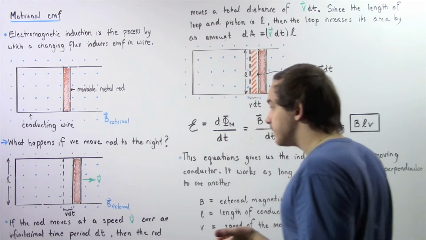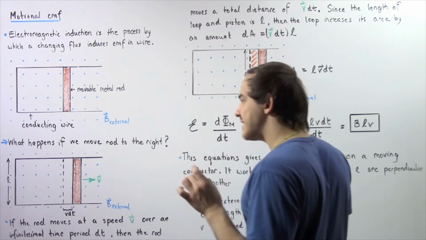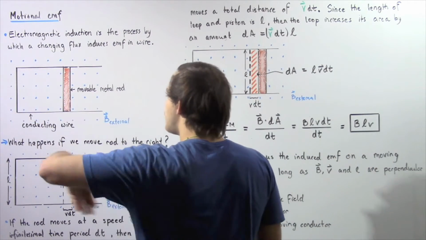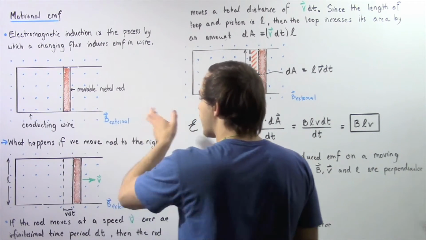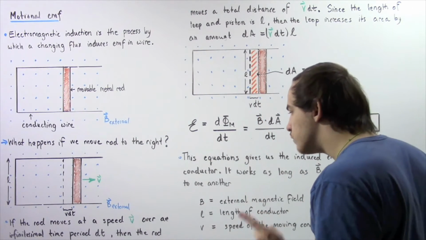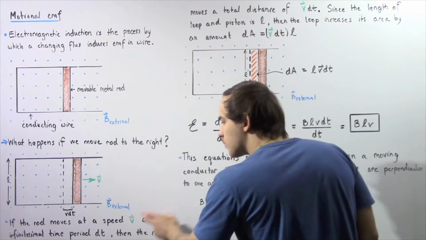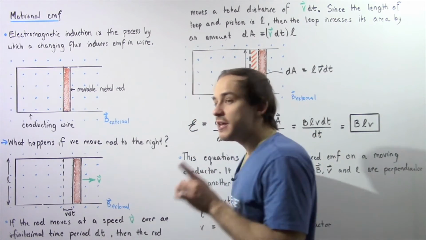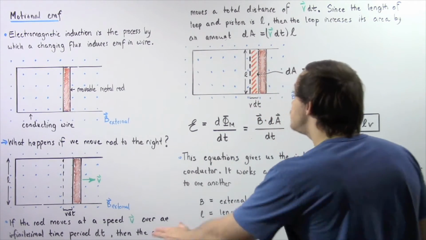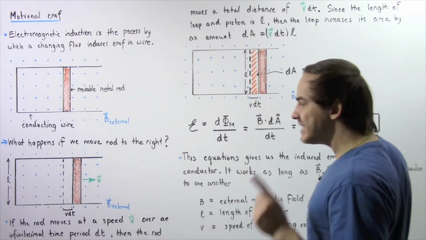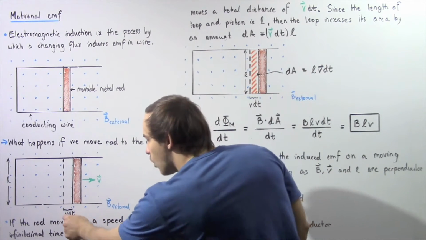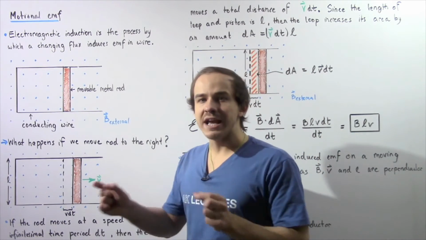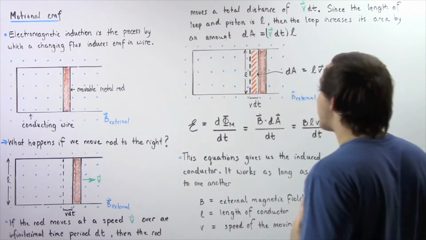Now we want to examine the following question. What happens if we move our rod to the right? So let's suppose our rod is allowed to move and we decided to move to the right. Now, if the rod moves at a speed of v over an infinitely small time interval given by dt, then by the distance equation, the rod will move a total distance given by v multiplied by dt. Remember, velocity times the time gives us our length, the distance that our object travels.